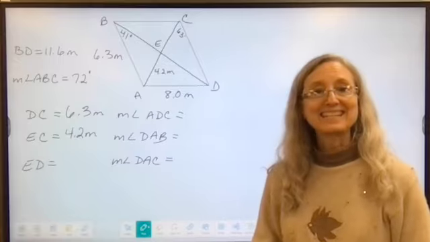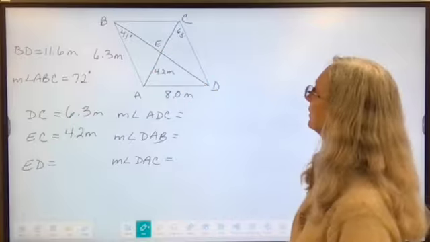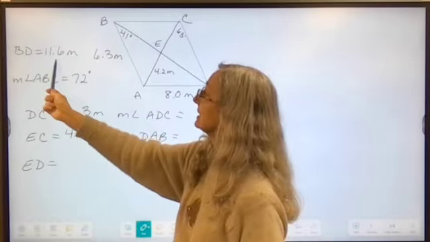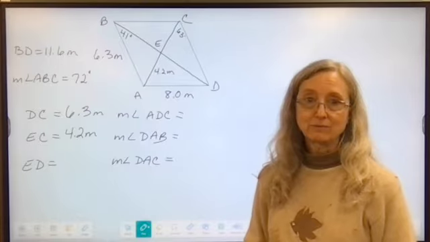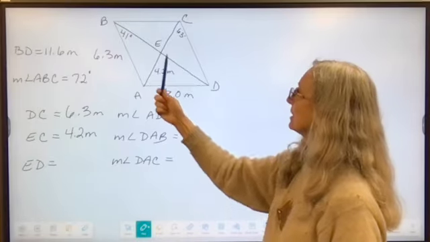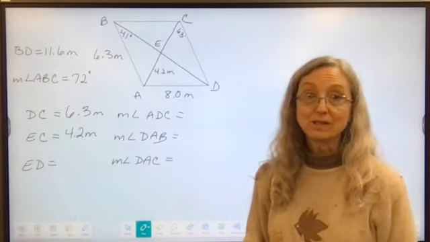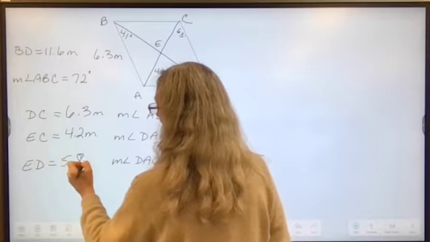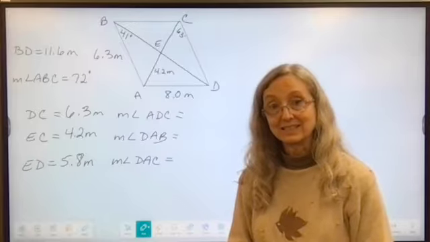All right, I need to find ED next. ED is this length right here. I don't know what that is, but I did write up here that BD is 11.6. So this entire diagonal is 11.6. It was bisected by this diagonal, so ED should be half of 11.6, which happens to be 5.8. So we know ED is 5.8 meters.